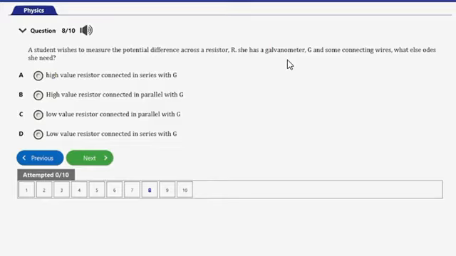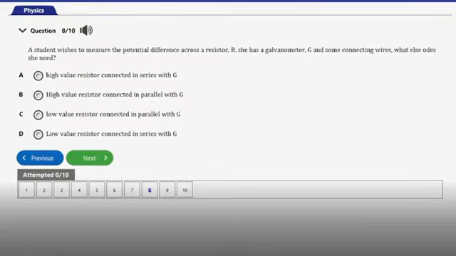When you want to make a voltmeter from a galvanometer, you actually need a high value resistor, and it will be connected in series with the galvanometer. And that's it for this question, guys. Let's go ahead and consider the next question. So that's question number 9 here.